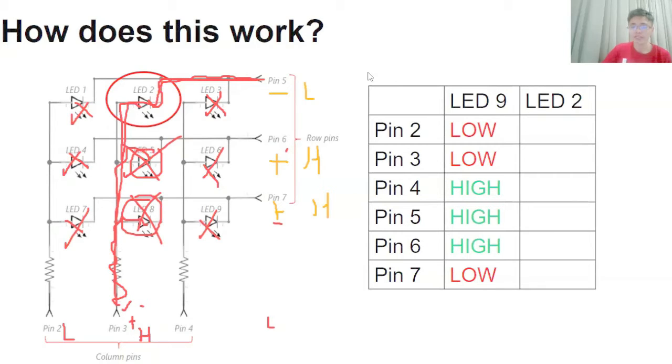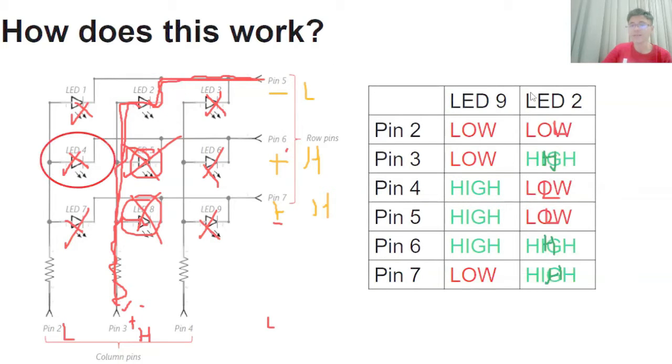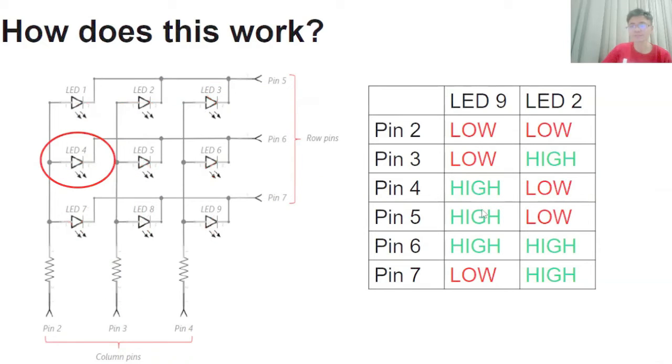So in this case, the answer to light up LED 2 is: Pin 2 must be low. Pin 3 must be high. Pin 4 must be low. Pin 5 must be low as well. Pin 6 and pin 7 must be high. And this is the answer that you get.